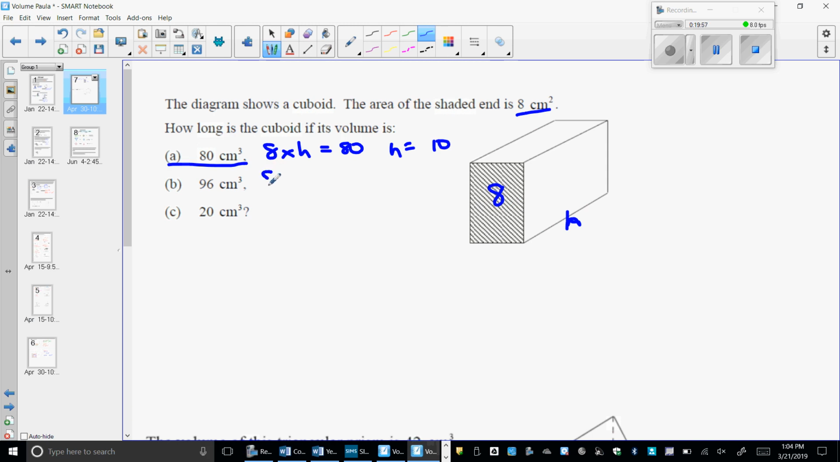For this one, same end face, but changing this length here though, because the volume is now 96. So we're saying that 8 multiplied by H is 96. So to find H in this question, we would do 96 divided by 8, which is 12. And these would all be centimeters. And for this one, we've got 8 multiplied by h equals 20. So h is 20 divided by 8, which is 2.5 centimeters.